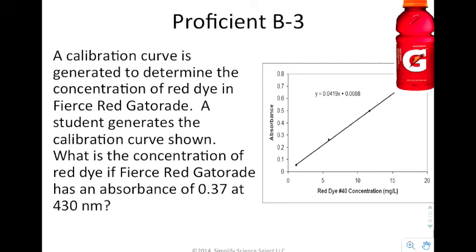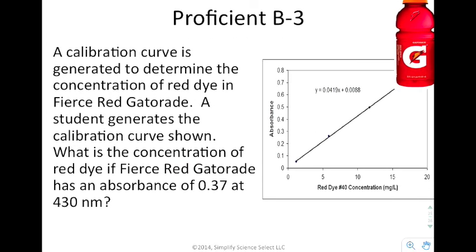Next, it says a calibration curve is generated to determine the concentration of red dye in Fierce Red Gatorade. A student generates the calibration curve below. What is the concentration of red dye if the Fierce Gatorade has an absorbance of 0.37 at 430 nanometers? So the first thing you realize is that our y value is our absorbance, and our x value is our concentration. And if you look, our concentration is actually in milligrams per liter, which is fine for this particular question. So we would say absorbance is equal to 0.0419 times the concentration plus the 0.0088.